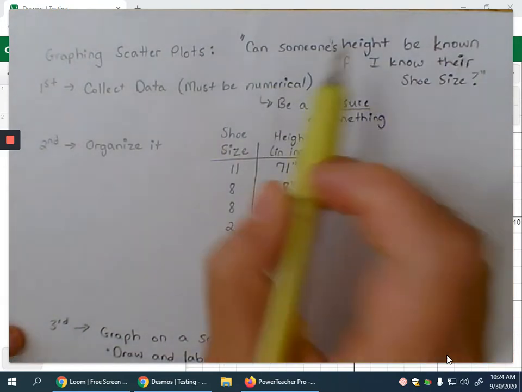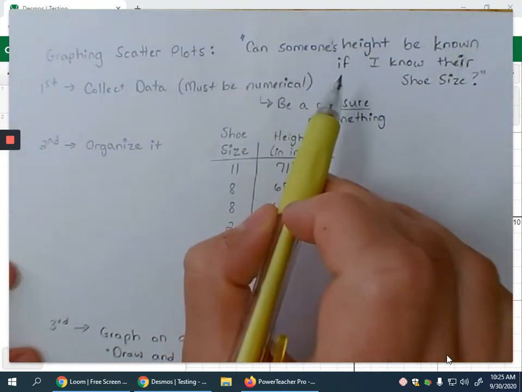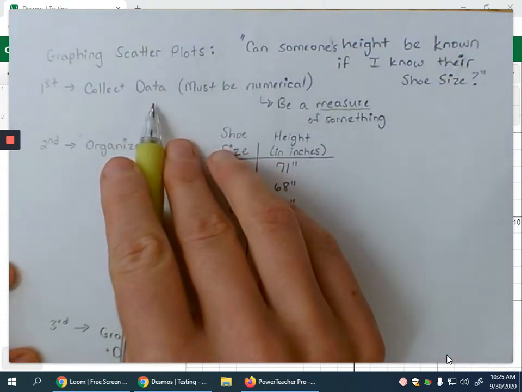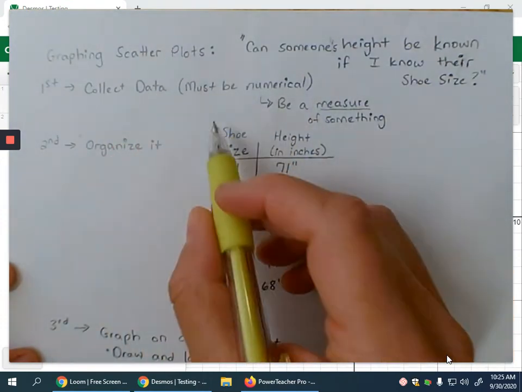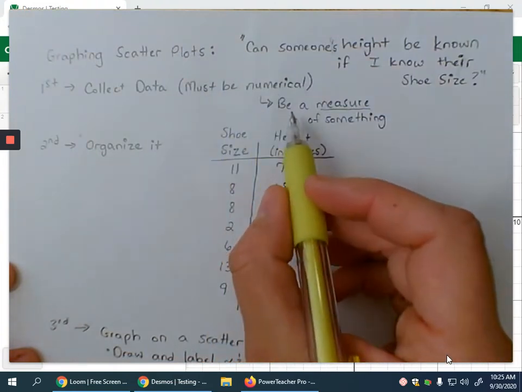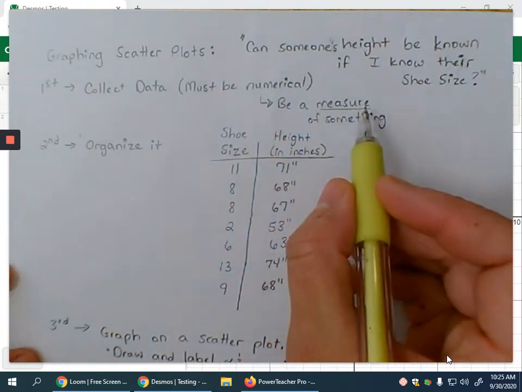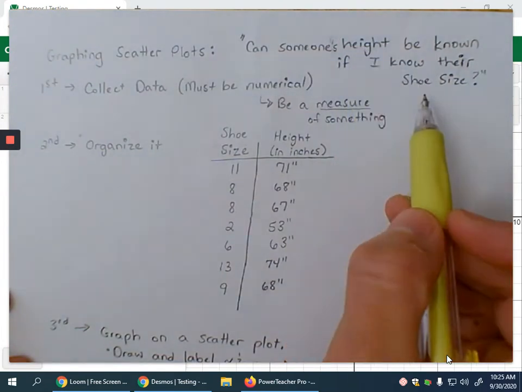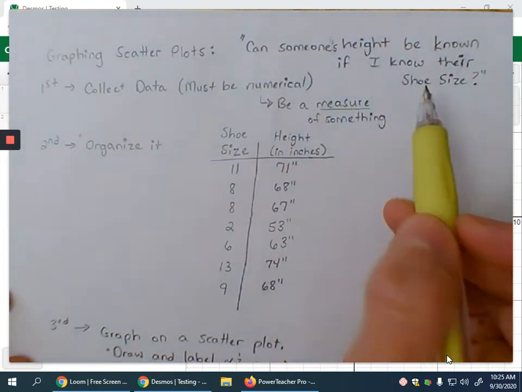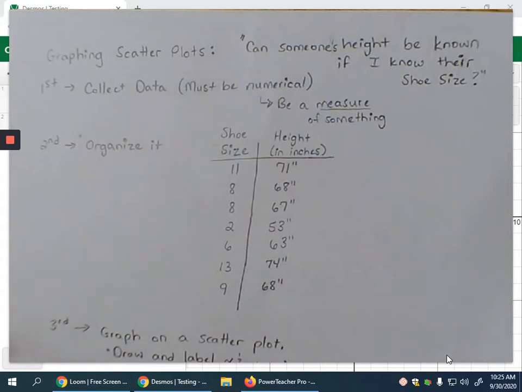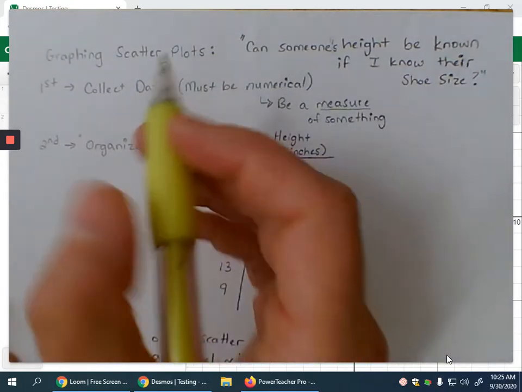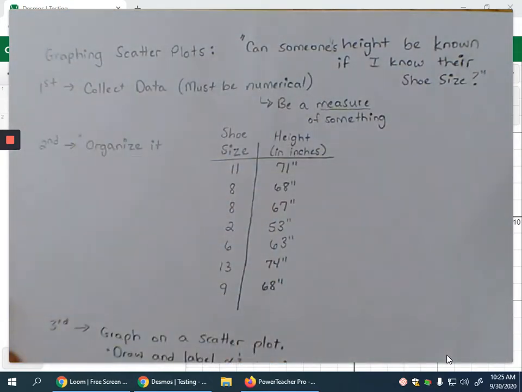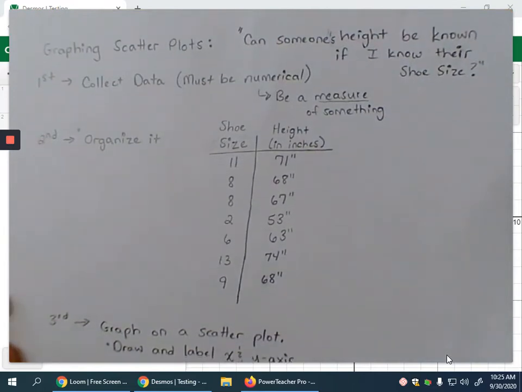And so once you determine your question, you're going to collect your data. The data that you're collecting to make a scatter plot has to be numerical. It has to have a measure to it, okay? So notice somebody's height is a measure of how tall they are, and their shoe size is a measure of how big their feet are, okay? So I went out and collected some data from a few people that I know.